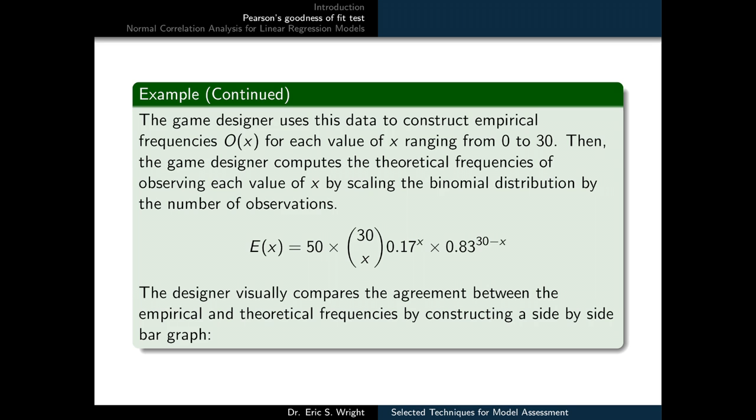The game designer uses this data to construct empirical frequencies, O of X, for each value of X ranging from 0 to 30. These are the observed number of times a particular value of X appeared in our data set that's summarized in the right-hand column of the table. Then the game designer computes the theoretical frequencies, or the expected frequencies, of observing each value of X by scaling the binomial distribution by the number of observations. So essentially, we're taking the binomial distribution and multiplying it by 50 observations to get the expected value for each possible value of X.